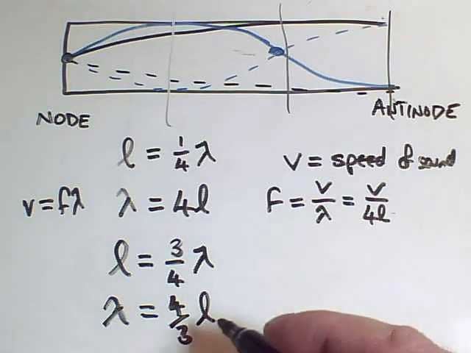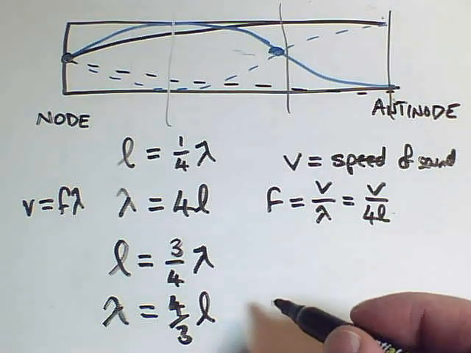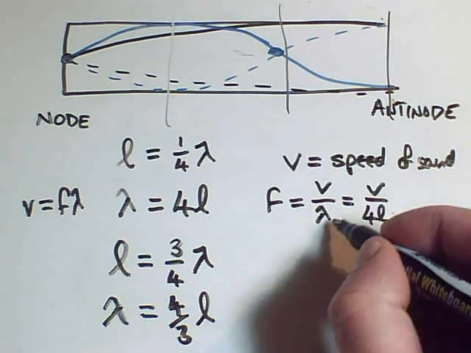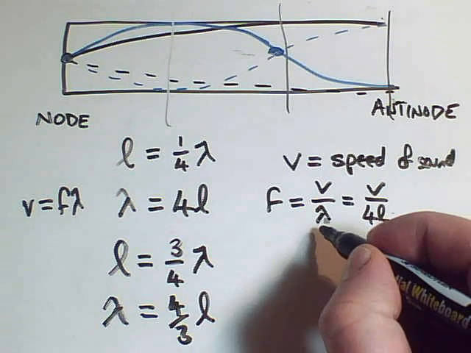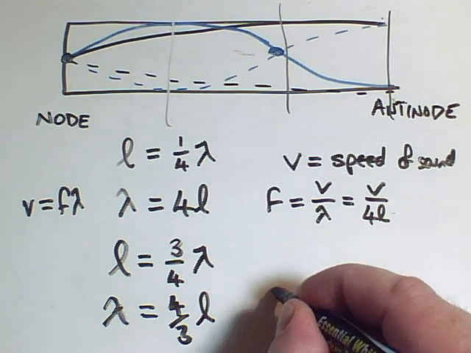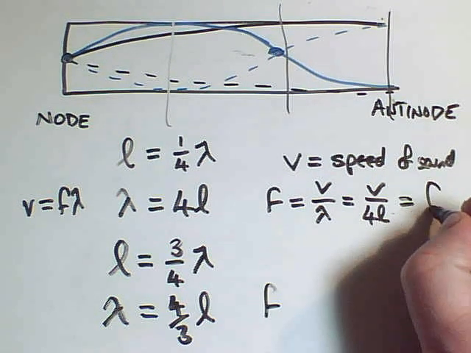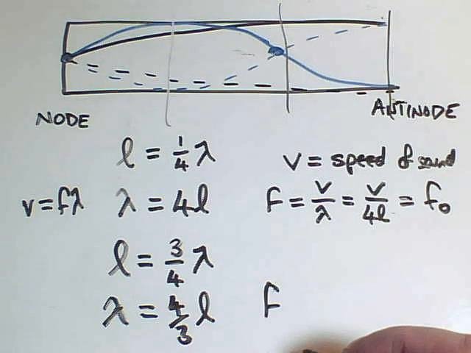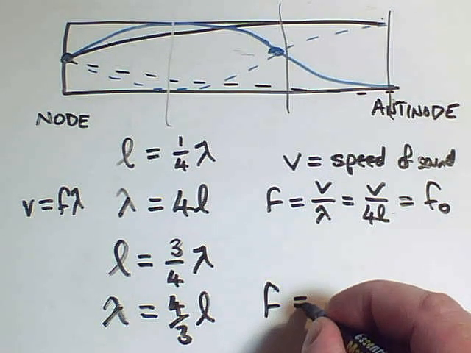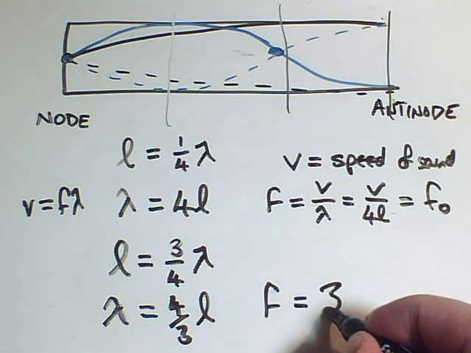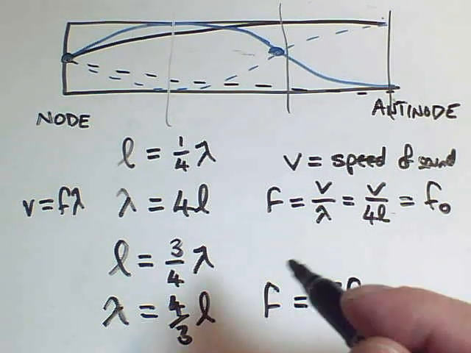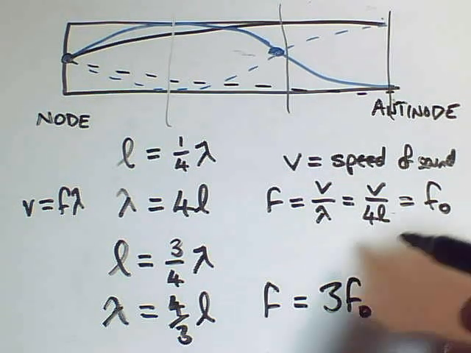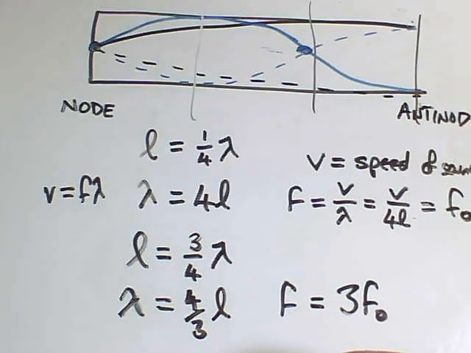So if lambda is 1/3 as big, the frequency is still f equals v divided by lambda. But if lambda is only 1/3 of what it was, then if I call this f0, the fundamental frequency, the frequency of this particular harmonic is going to be 3 times as big as that f0, because if the wavelength's only a third as big, the frequency is 3 times as big. I can even do it with the numbers here, if you like maths.